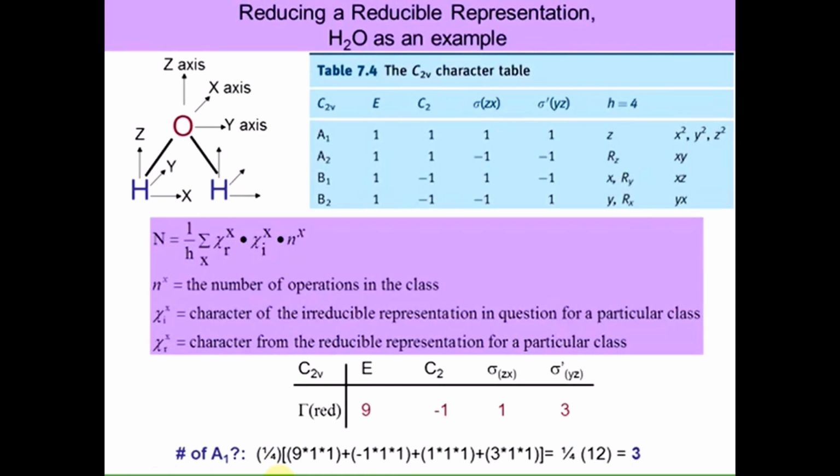Is that fine? Now 9 is the reducible representation, this one, right? Multiplied by 1, this is 1, then 1 and then 1. For this one it is 3, right? Then 1 and then 1, right? So total we will calculate, it will be 3.